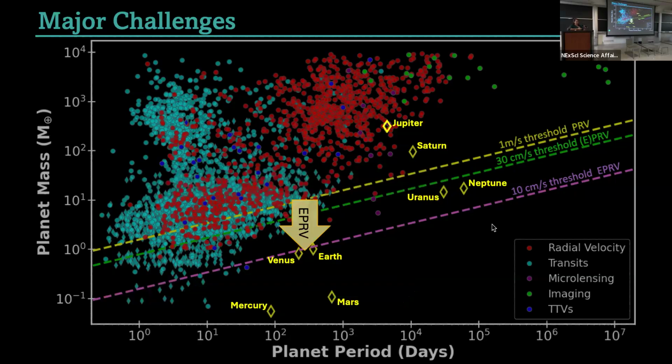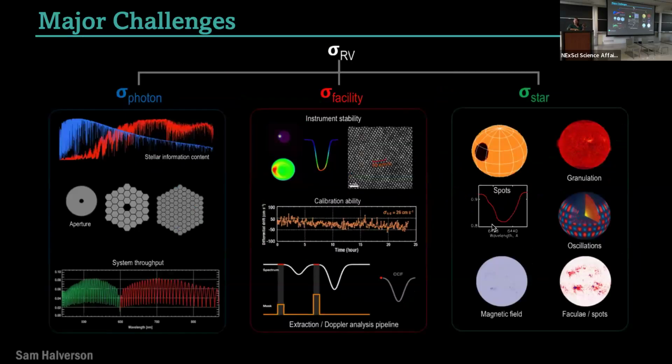And then the other direction to go, from our 1 meter, 50 centimeter per second detection capabilities nowadays down to Earth and Venus, is this push towards extreme precision radial velocity. Turns out the challenges there are exactly the sources of noise I mentioned earlier, and there's a lot of work to be done in literally every one of these areas.